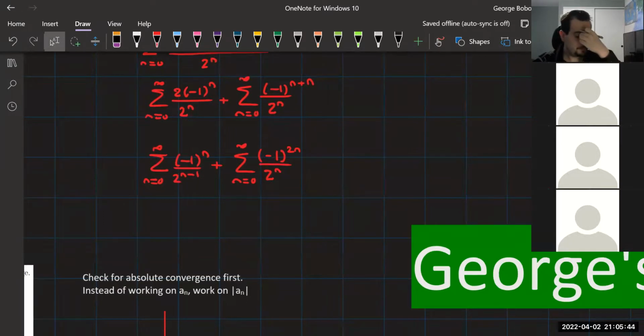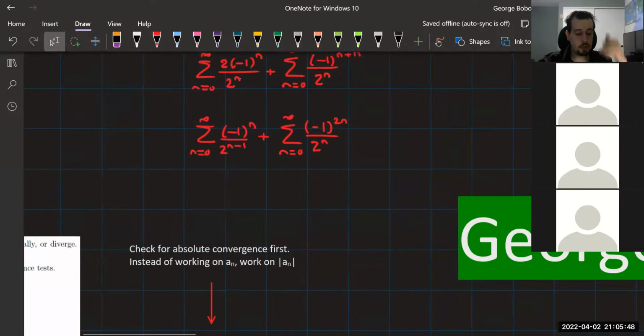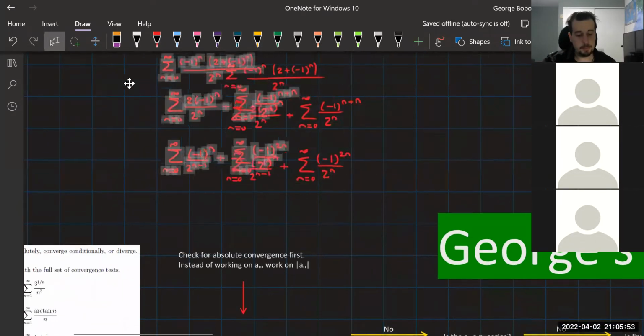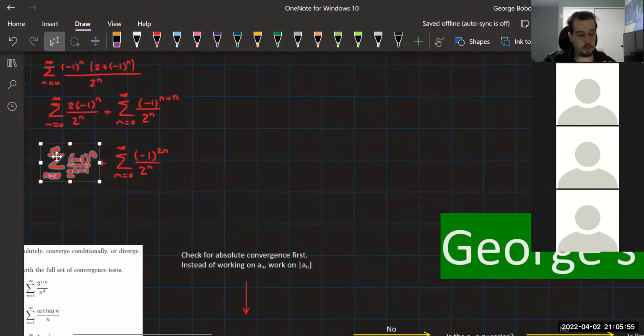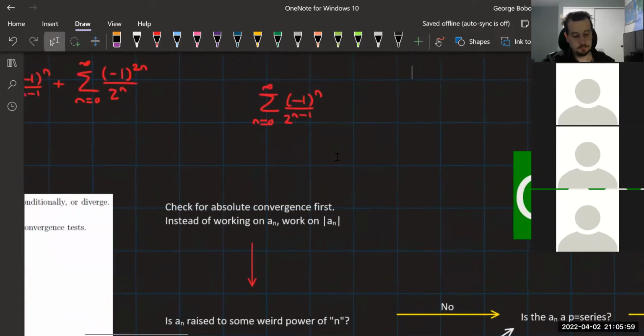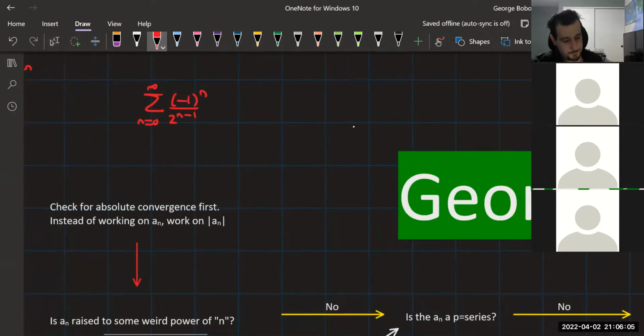Looks good to me. So from here, what I can do next is check this bit by bit. So let's do that. I'm going to bring in the first one around. Leah, what should I do? Check for absolute convergence. How do I do that? Take the absolute value of it. Okay.